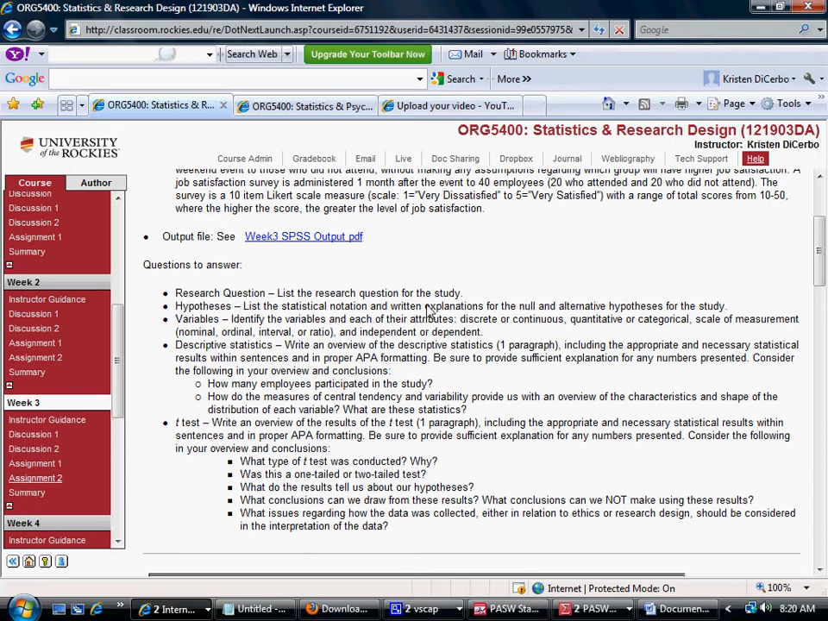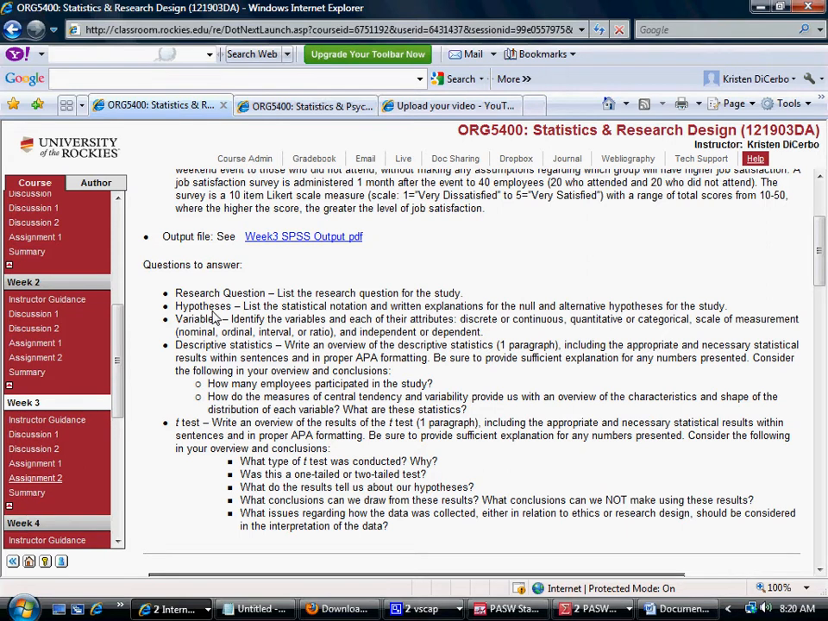So first, the research question. So we just talked a little bit about that. Remember your variable name and your variable names are not the same as the two levels of that variable. So attend and did not attend are levels of one particular variable.